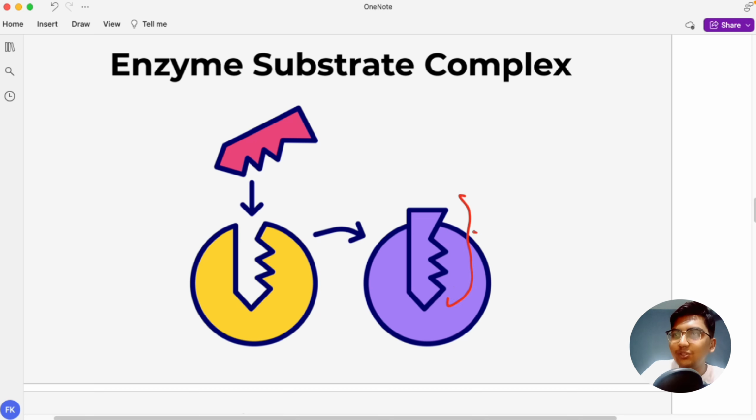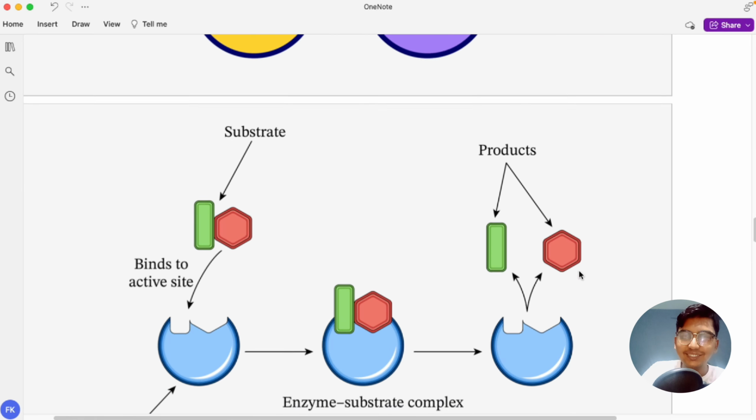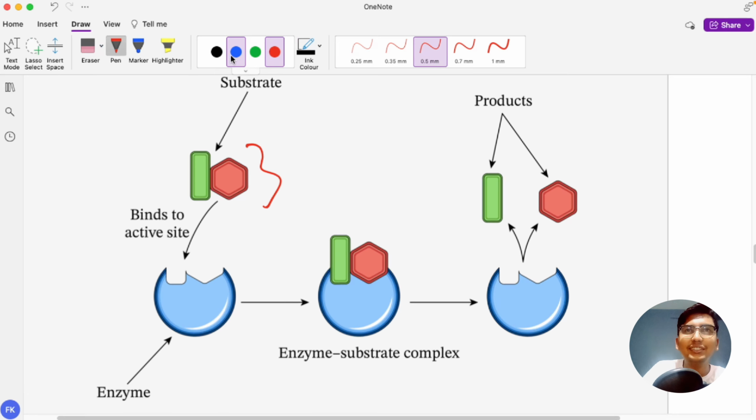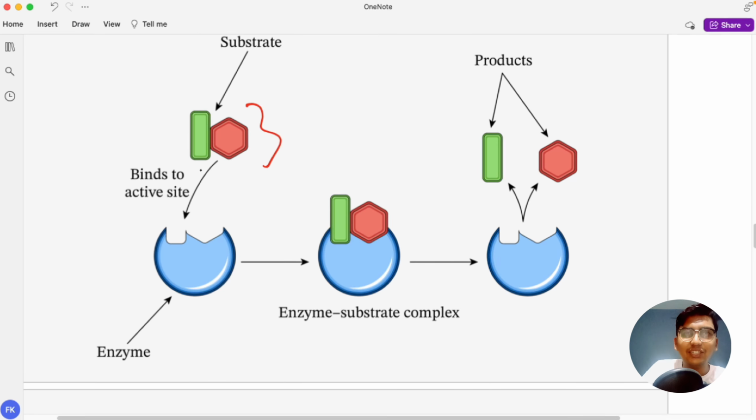So this is known as the enzyme substrate complex. Okay? So what happens after the enzyme substrate complex? Let's look at it. As you can see, this is another substrate. It binds to an enzyme and forms an enzyme substrate complex. Then, as you can see, these bonds get broken down to release two products, right?